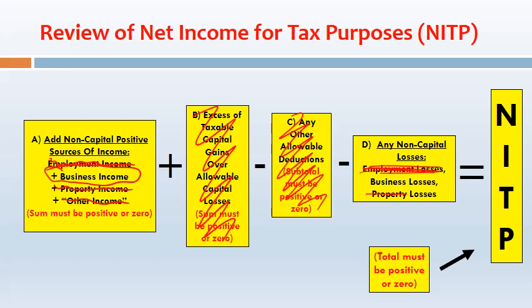There could potentially be property losses, but I don't want to worry about that either. So potentially you could have a business loss. Potentially you could have business income. That's effectively going to be your net income for tax purposes. All right. We're going to keep it simple for now.